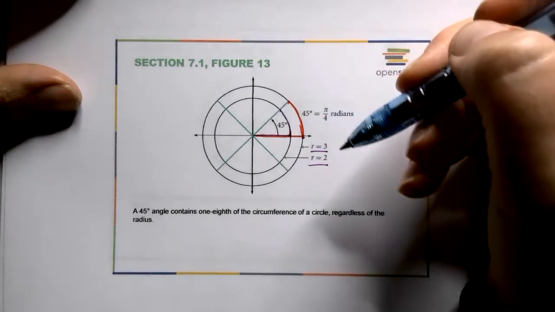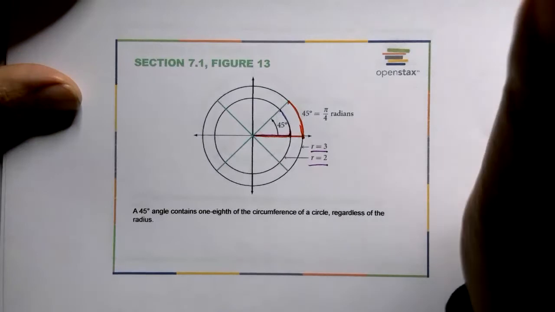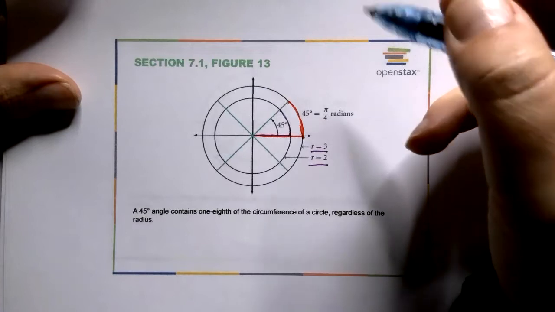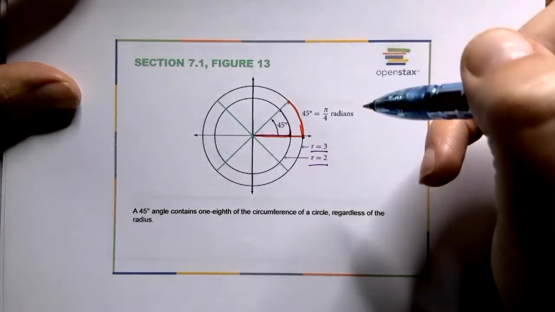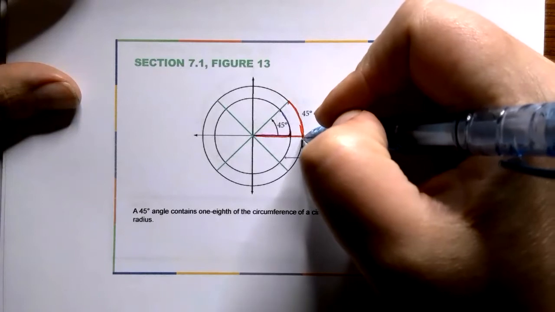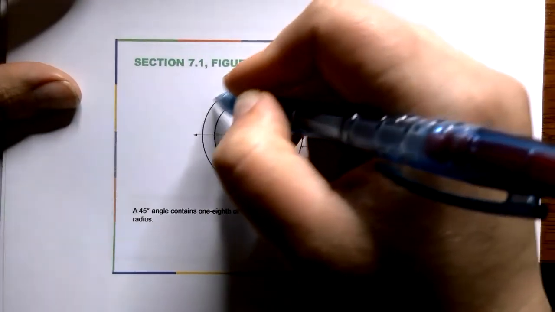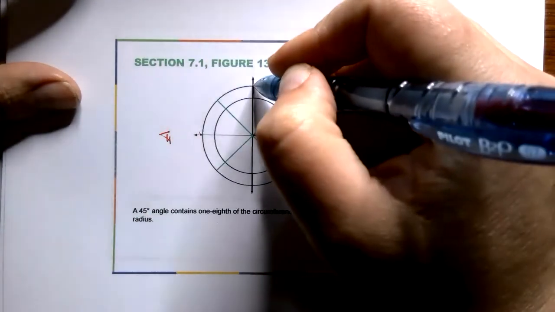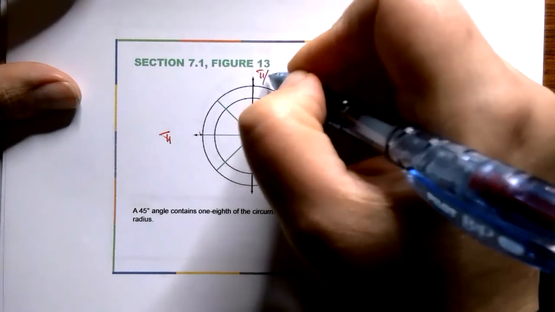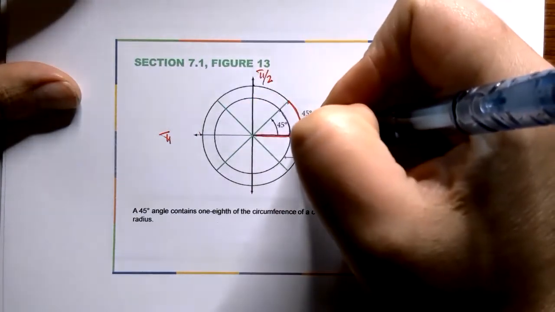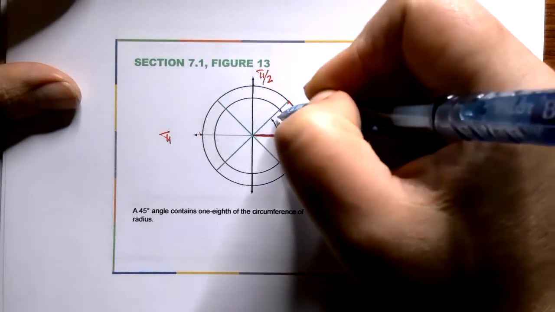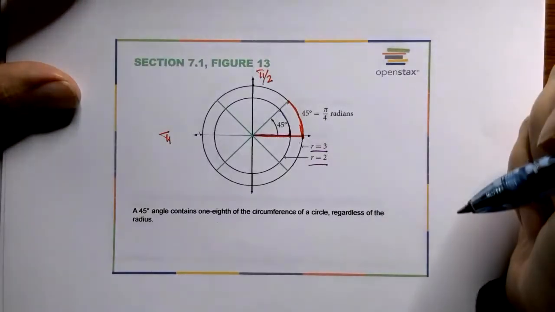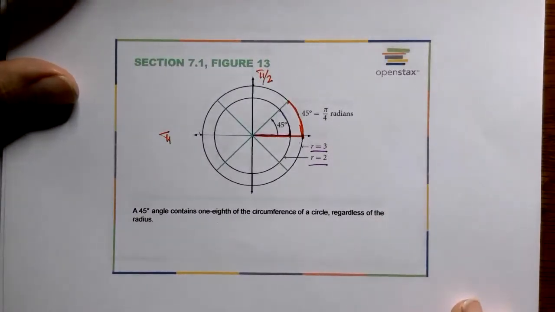By the way, this is all that I want you to take out of this slide. I'm not going to get into other details, although we could talk about the fact that half a circle is pi, right? And then a quarter of a circle is going to be pi over 2. And then half of that, which is 45 degrees, is going to be pi over 4 radians.